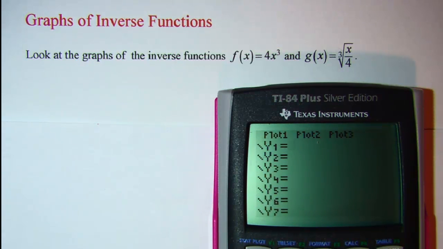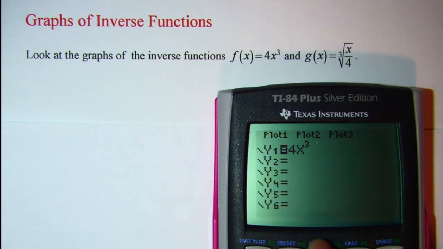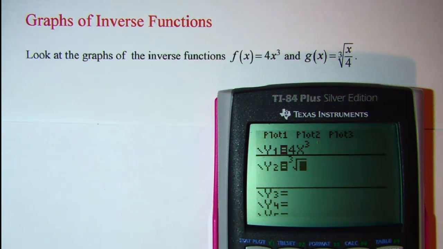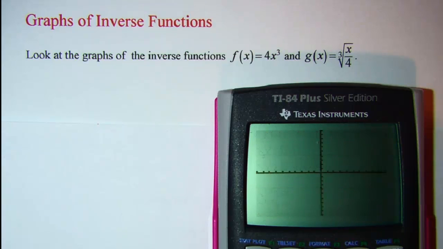Let's enter those in our y equals menu. So y equals 4x cubed and y equals the cube root of x divided by 4. Now the first one, that's our 4x cubed, and our next one is cube root of x divided by 4.